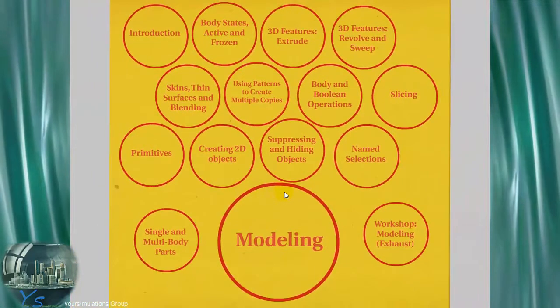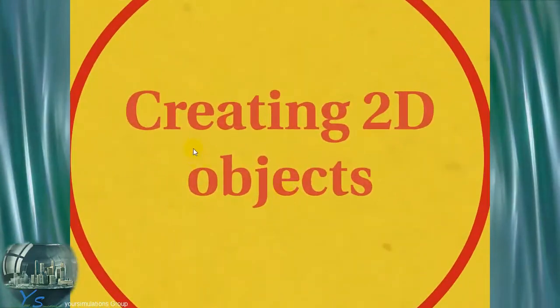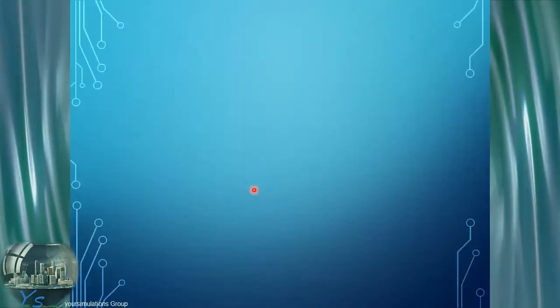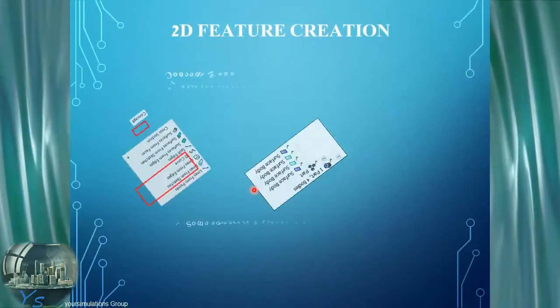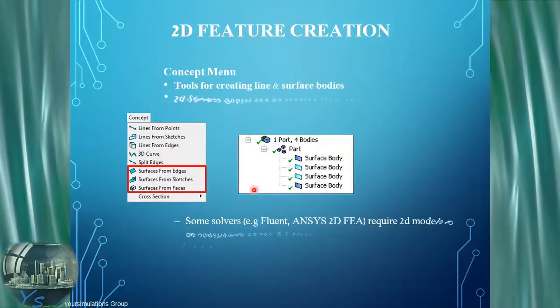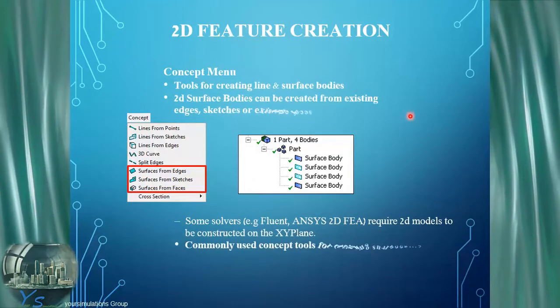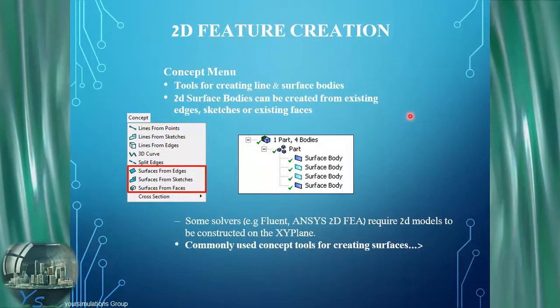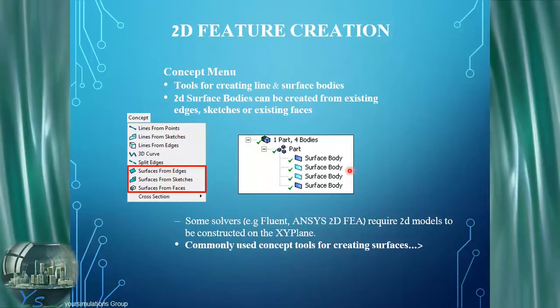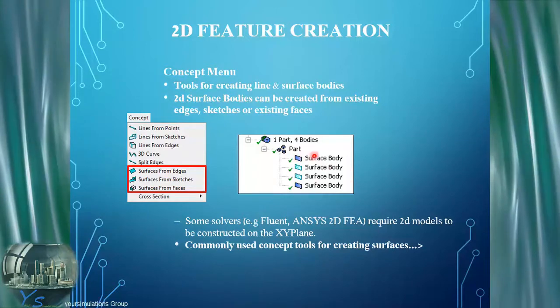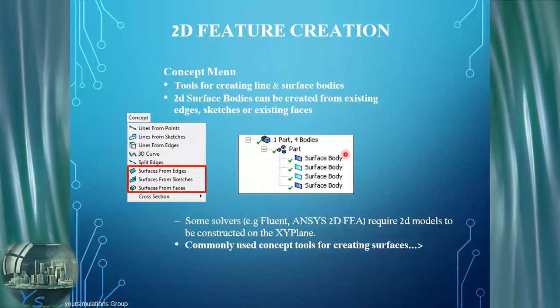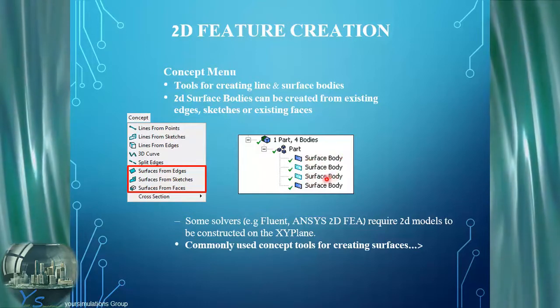The next drop-down option available is the concept menu, and this allows access to tools for creating line and surface bodies. Now, 2D surface bodies can be created from pre-existing edges, sketches or existing faces, and we can see here in this tree structure some of the surface body types that are available.